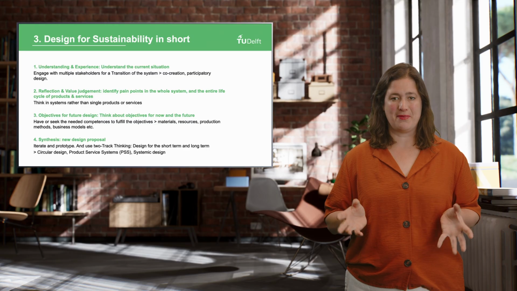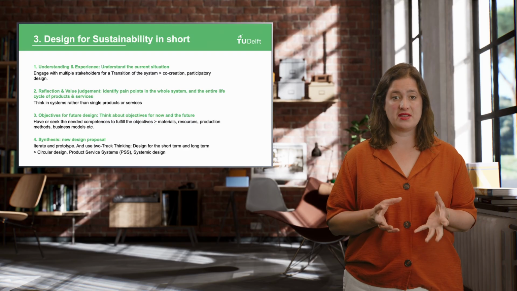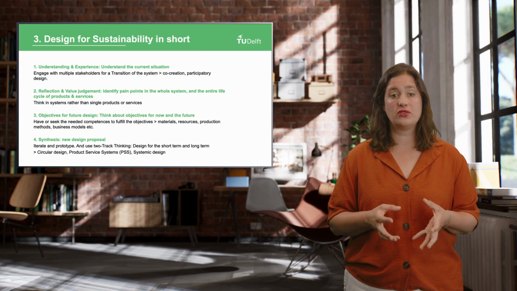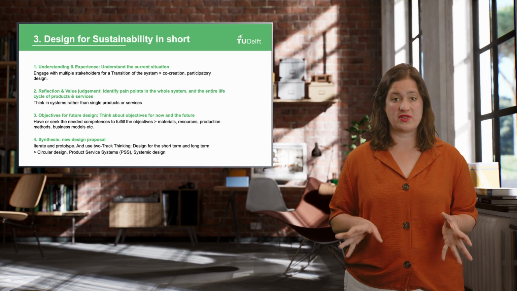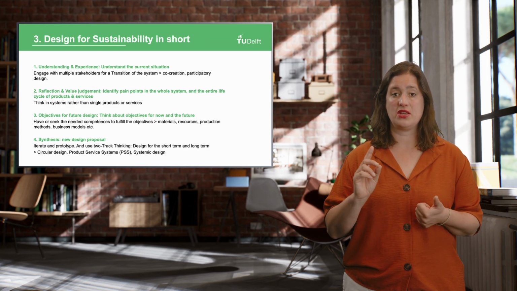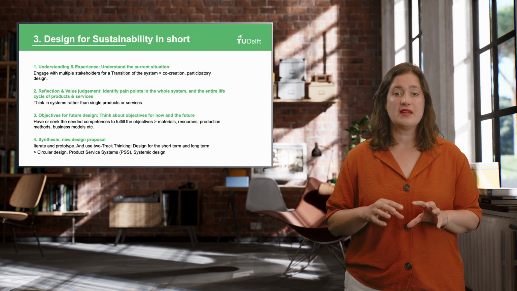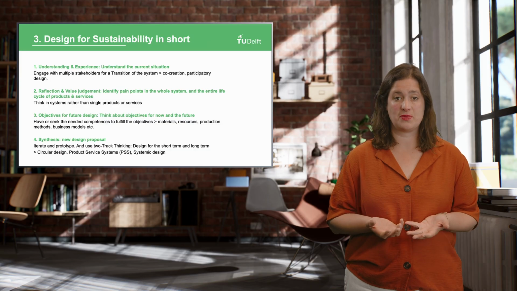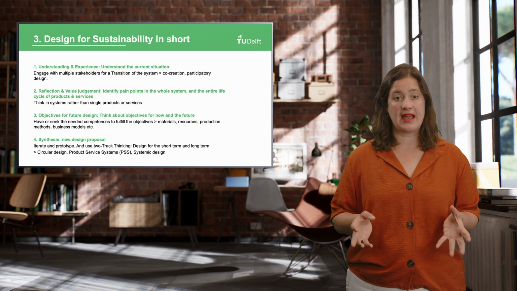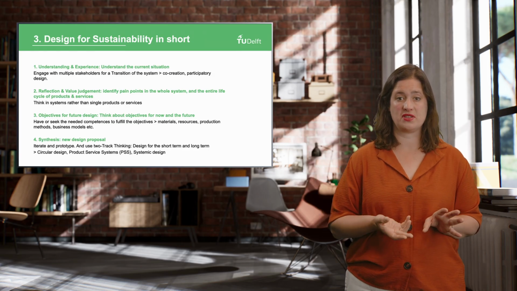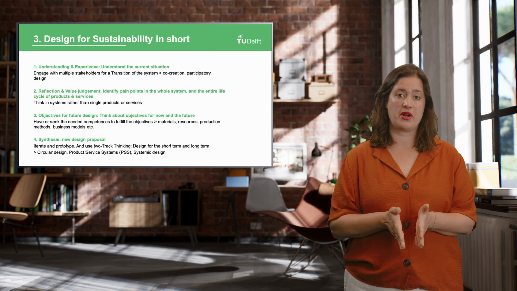So, to wrap up, there is understanding and experience, and this is about understanding the current situation. To do this, you engage with multiple stakeholders for a complete understanding of a transition of the system. There you use co-creation, participatory design, etc. Second, there is the reflection and value judgment activity. This is used to identify pain points in the whole system and the entire life cycle of products and services. Here it is important to think in systems rather than in single products or services.